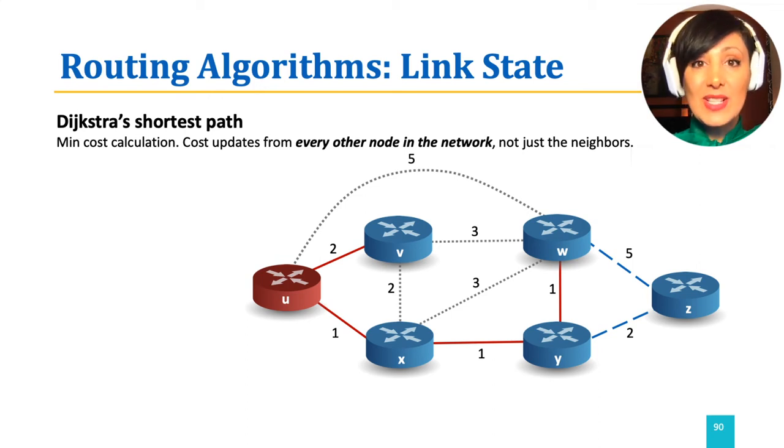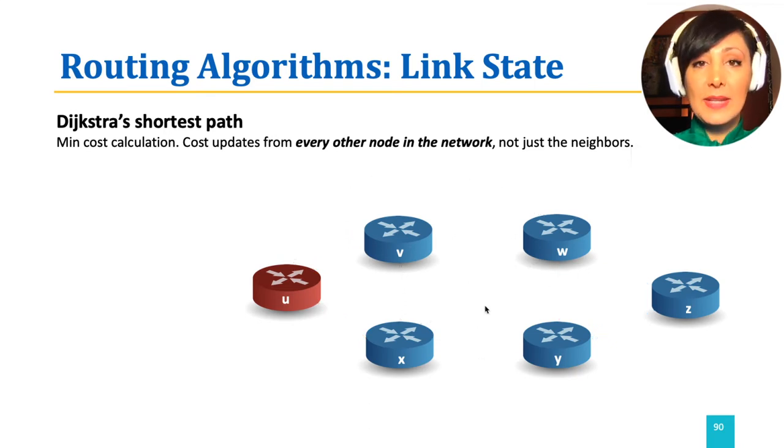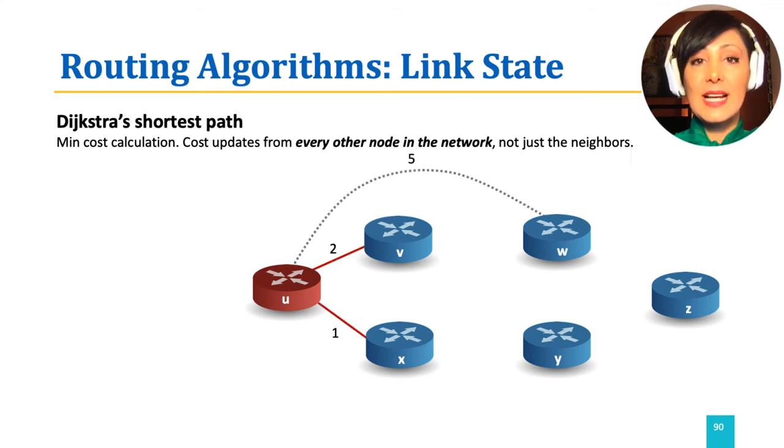Let's examine Dijkstra's algorithm through our same example. At the initiation step of the algorithm, node U will only update the cost to its direct neighbors, X, V, and W with costs 1, 2, and 5. Note that at this step, the route to W will have the cost 5. The algorithm will learn a better route to it later. The cost of reaching all other nodes, which are Y and Z, are also set to infinity at this step. They will be updated as we progress.